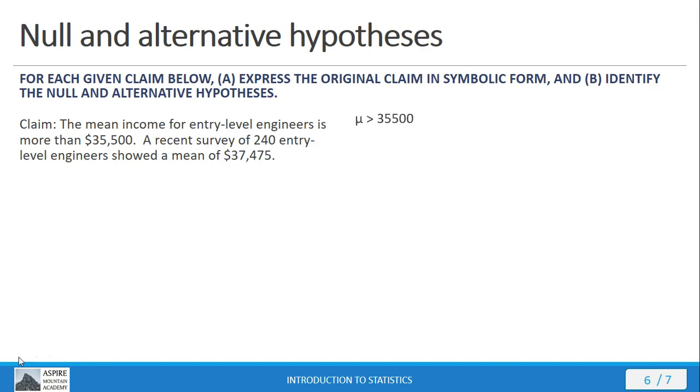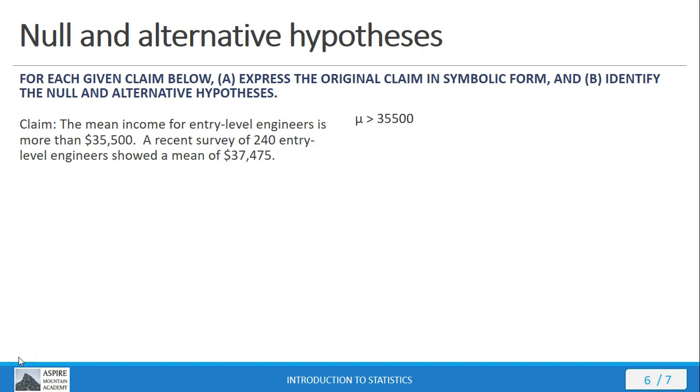So here, that's going to be that the mean value mu is greater than 35,500. Notice the claim is not the survey. The survey is something different. Okay? That's extra information that we don't need for the purposes at hand. We're going to learn how to identify the null and alternative hypothesis. We don't need the survey for that. All we need is the claim. And the claim is that the mean income is more than 35,500.